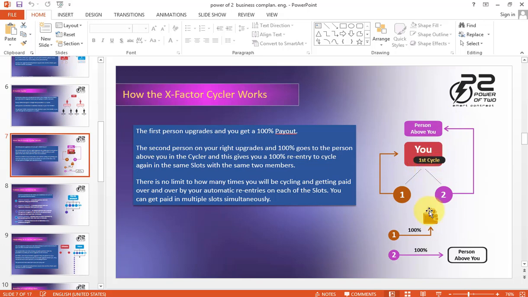So if it is slot 1 and you cycle out from slot 1, you will get another position in slot 1 again, and all those that were placed under you, once they also cycle out from slot 1, guess what? They will follow you to the next cycle again. So they'll keep following forever, and it will keep going up in that same momentum forever. All right, now let's move on to the next page.